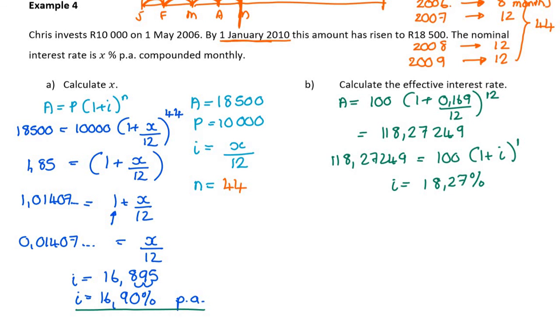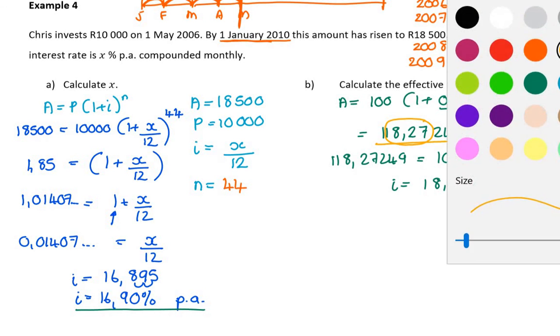Now once you've done this quite a number of times, you start realizing that when you're converting into an effective interest rate, you can actually always see it in your outcome. Because if 100 Rand suddenly grew to 118.27, I can see what interest I earned. I earned 18 Rand 27 interest, which means my percentage is 18.27 effective. Now that only works for when you convert to an effective interest rate.